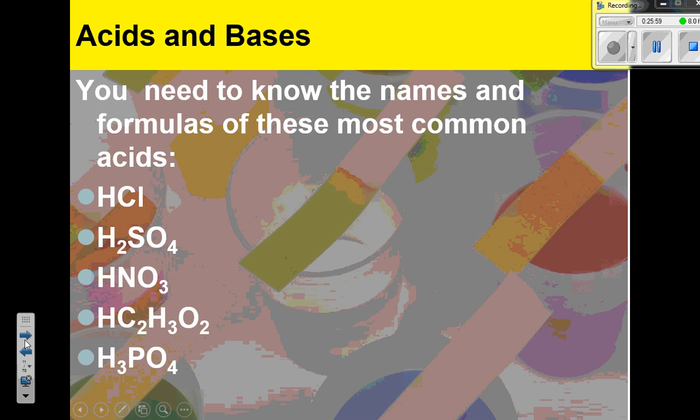Okay, so fortunately for you guys, you don't have to learn about naming acids. And that's good because they're kind of hard. But you do have to recognize these 5. So the first one is called hydrochloric acid. That is stomach acid. That's a naturally occurring acid in your body. And as long as it stays in your stomach, it's safe. But once it starts leaving your stomach and going other places, then it gets bad.